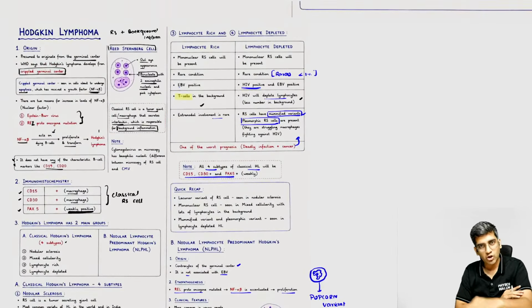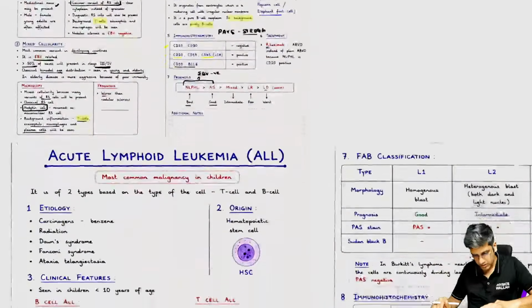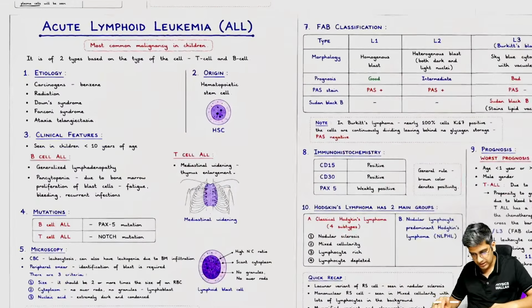Hodgkin's can come as a long answer because it has a good amount of potential to ask multiple subdivisions in a long answer. I give a clinical history, I ask you what is the diagnosis, pathogenesis, the different types, and I can ask you to write an extra note on the prognosis of Hodgkin's lymphoma. Easily, I can ask it as a long answer question. Fine? Perfect. Now, let's go to the next one, ALL.